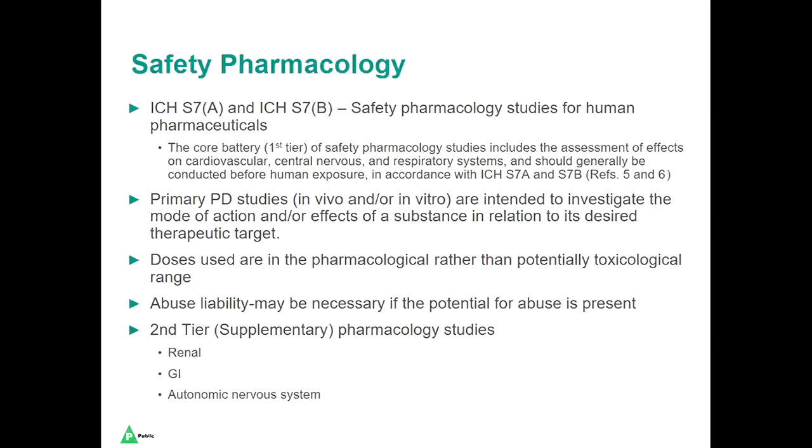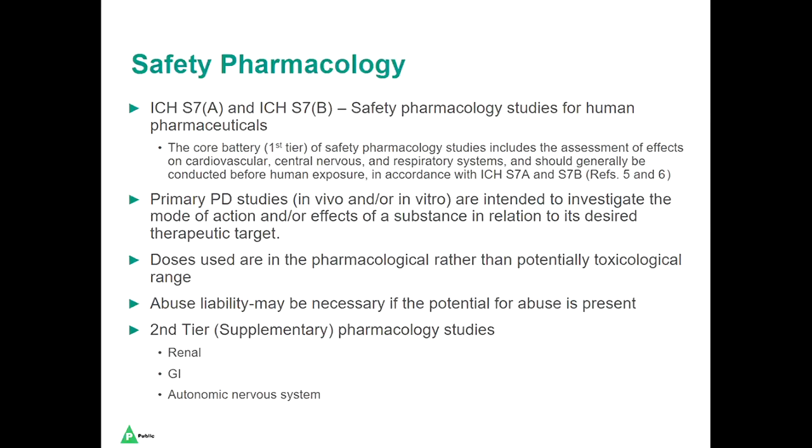Primary PD studies that are both in vivo and in vitro, so that you get a sense of pharmacodynamics. So you're going to look at your pharmacodynamics in some of your safety species. It's going to give you an idea what the pharmacodynamics will be in the humans. And again, these are dosed at pharmacologic, not toxicologic levels.